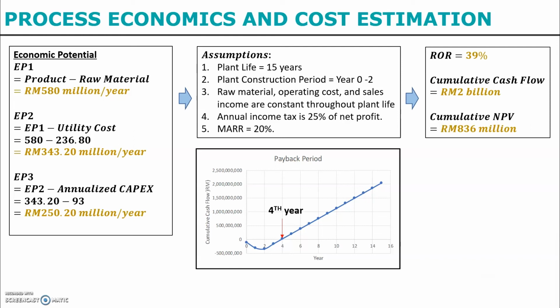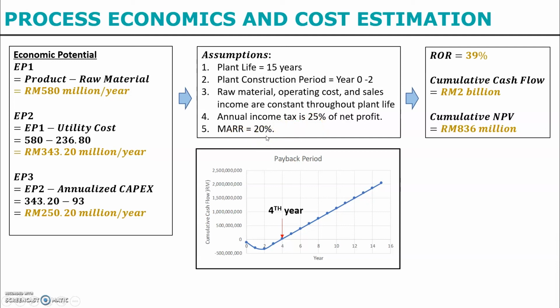To further justify it, we use a payback period, where we calculate how much time we need to get our money back. With these assumptions: plant life of 15 years, plant construction period of year 0 to 2, material costs and operating costs constant throughout the plant life, annual income tax of 25%, and a minimum annual rate of return of 20%.